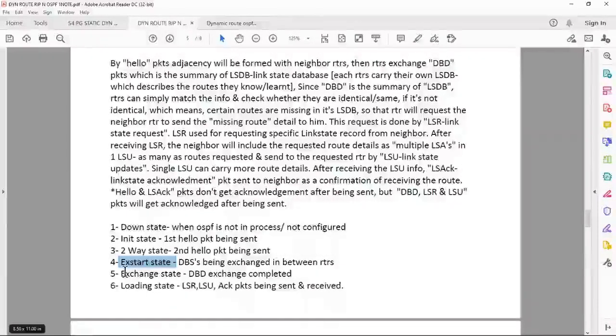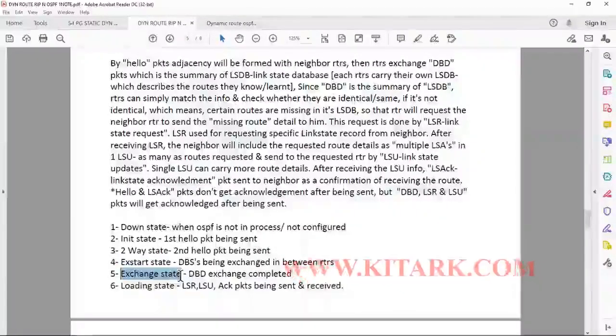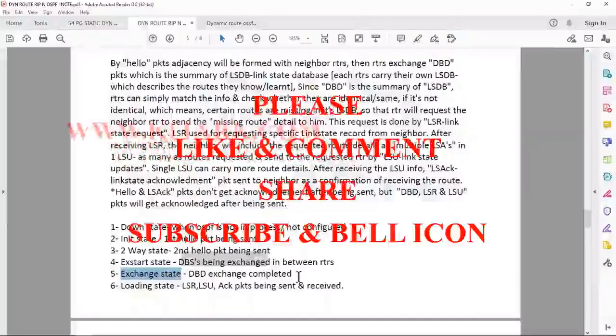In the LSDB, what do they have? They have their already known networks. So they are going to compare those networks with the received DBD. In that comparison, they can find out what routes are missing from the neighbor. So they receive the DBD and compare it with the LSDB. The next step is called exchange state. Okay, DBD exchange has been completed.